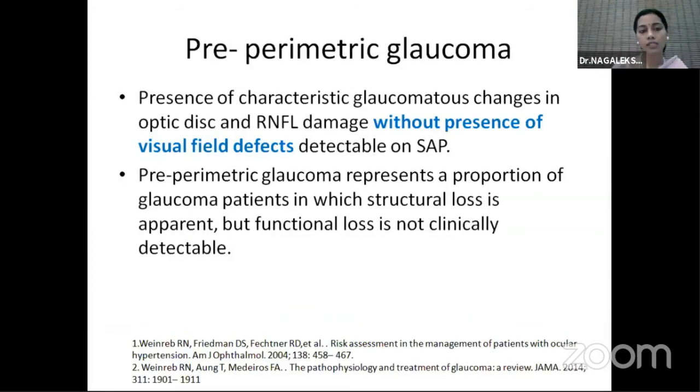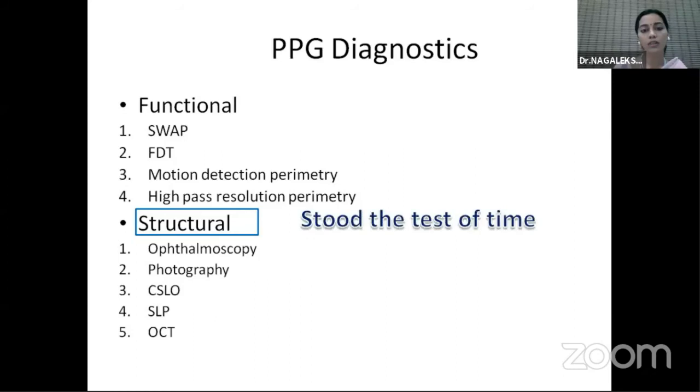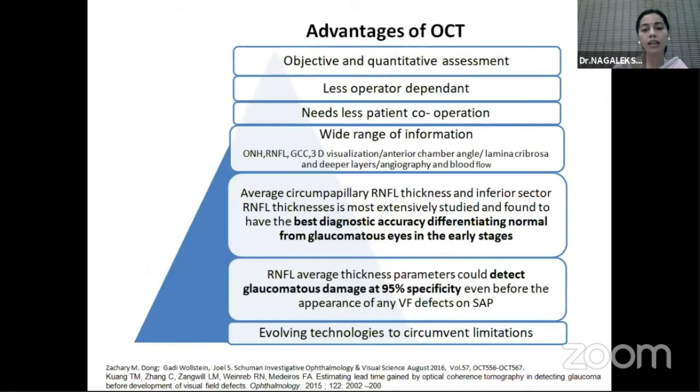So the debate in question, abnormal OCT and normal fields, essentially implies pre-perimetric disease. That is the presence of characteristic glaucomatous changes in the optic disc and RNFL without visual field defects detectable on SAP. In the diagnostic armamentarium of pre-perimetric glaucoma, we know that the structural tests have always stood the test of time. Among them, OCT has the following advantages.